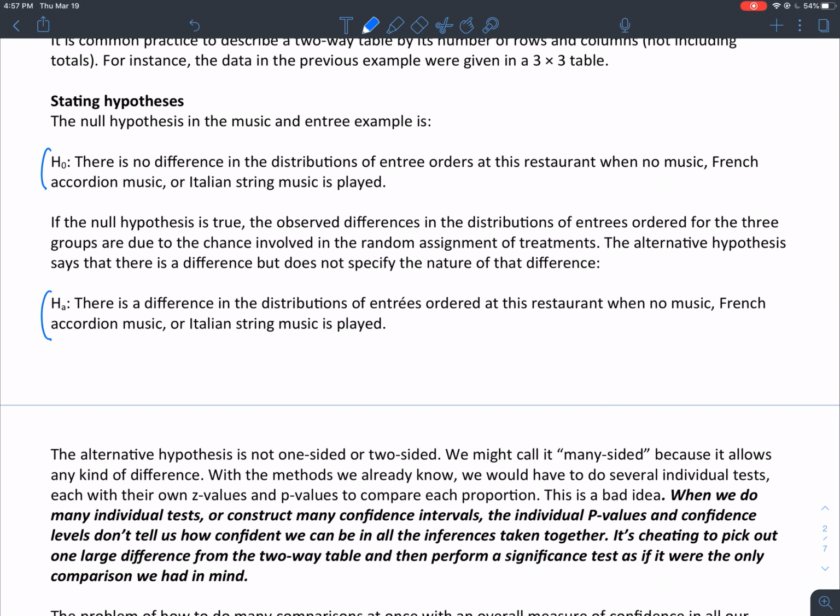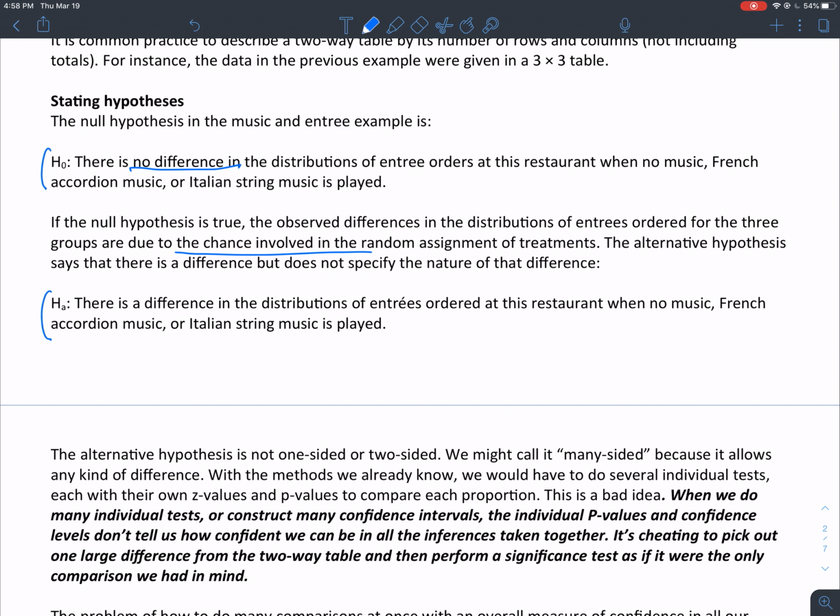Or there is a difference in the distribution of entrees ordered at this restaurant when no music, French accordion music, or Italian string music is played. So, if the null hypothesis is true, there's no difference. The observed differences for the three groups are just due to chance. The alternative hypothesis says there is a difference, but we don't know what that difference is.